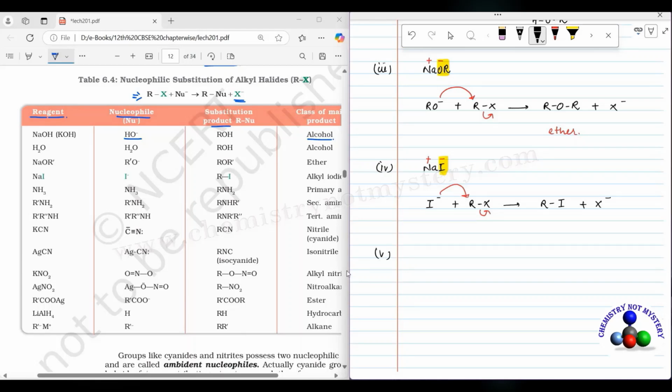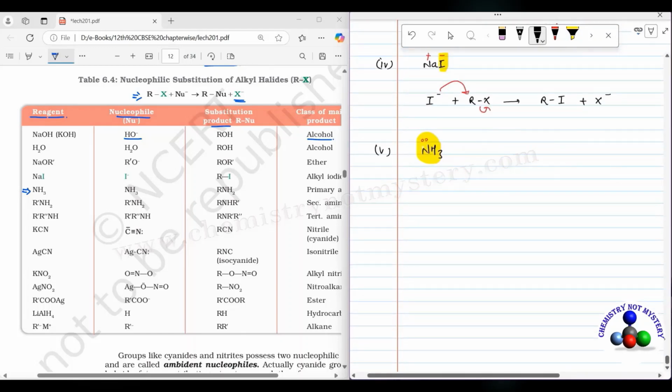Now come to the next reagent. Next reagent is NH3. So here this is NH3. In NH3 nitrogen carries lone pair of electron. So itself it acts as a nucleophile. Now let's write the reaction with alkyl halide.